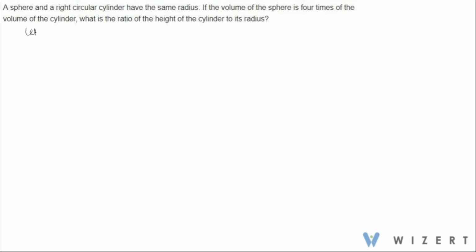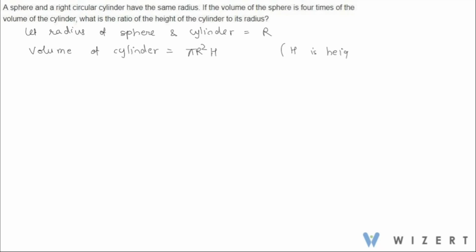Now let the radius of sphere and cylinder be equal to r. We know the volume of cylinder is given by pi r square h, where h is height. So this is going to be pi r square h cubic units.